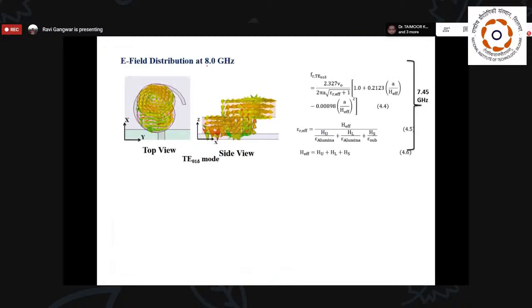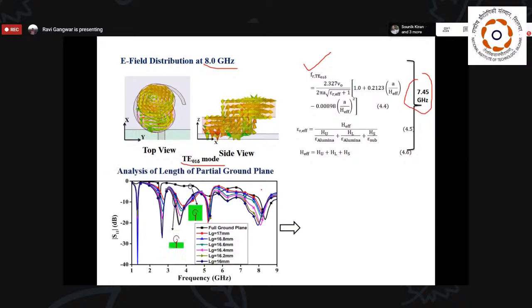Now for the upper band, at 8 gigahertz, when we look at the field distribution inside the DRA, we find that we generate the fundamental mode, TE01 delta mode. And when we go for the mathematical verification, we find that the value is 7.45 gigahertz, which is the nearest to our simulated values.